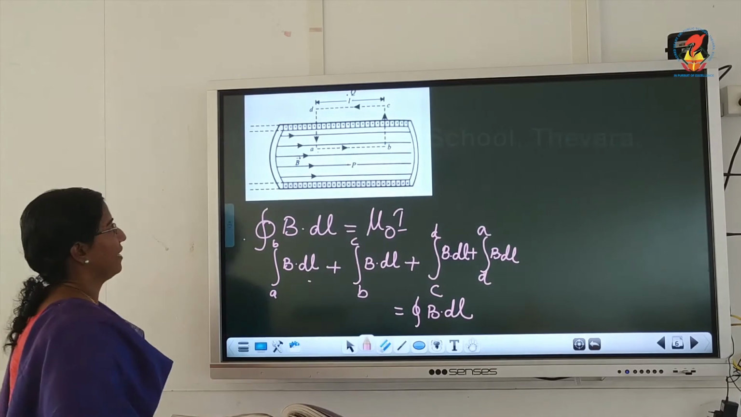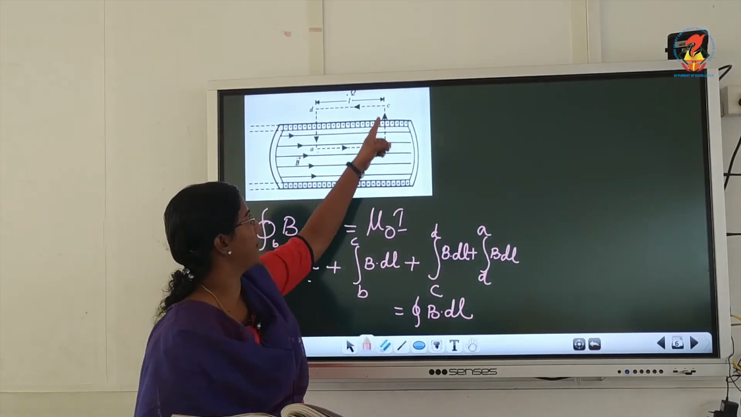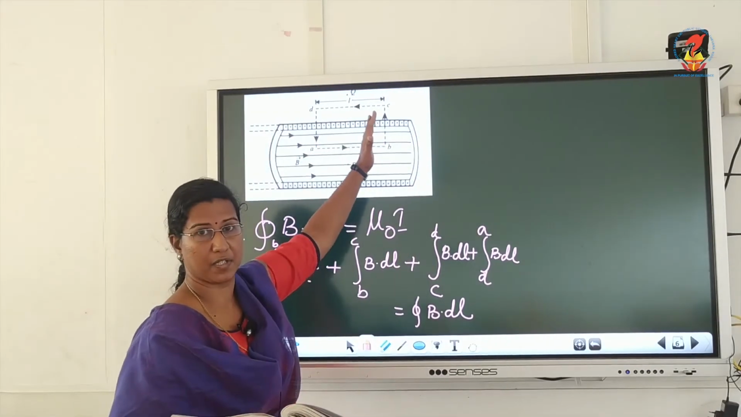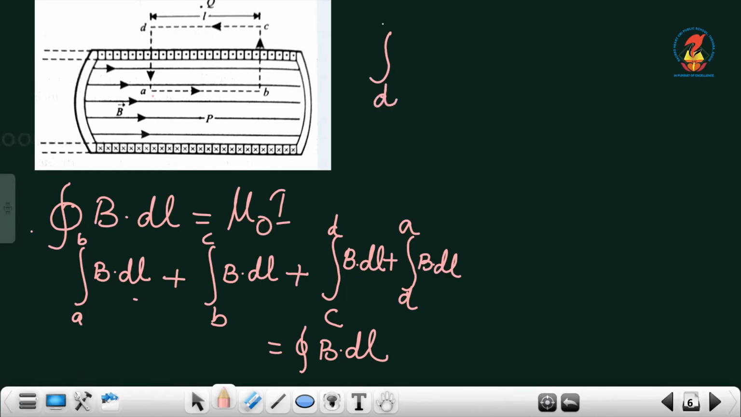First, let us take the case from D to A and B to C, these 2 sections. Now, integral from D to A, B dot dl, and integral from B to C, B dot dl, which is equal to what? Integral B dl cos theta. So, my next step is to find out what is angle theta. Now, just look here. In both the cases, my field is in this direction.